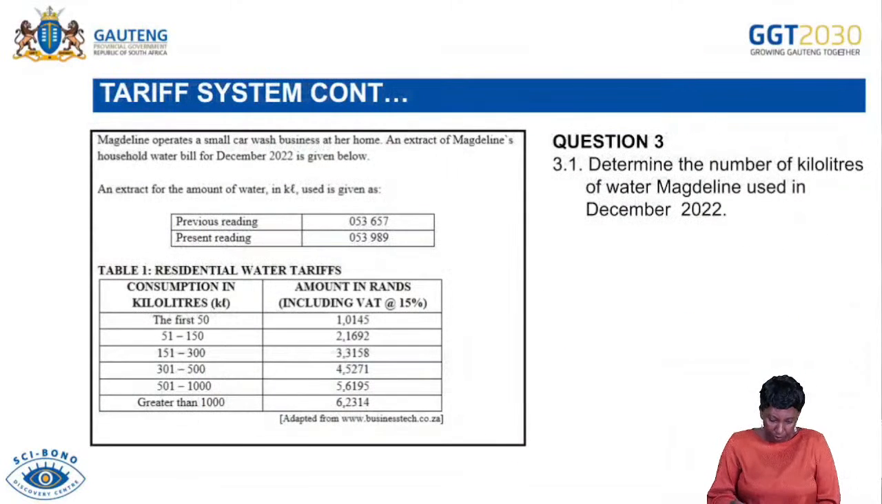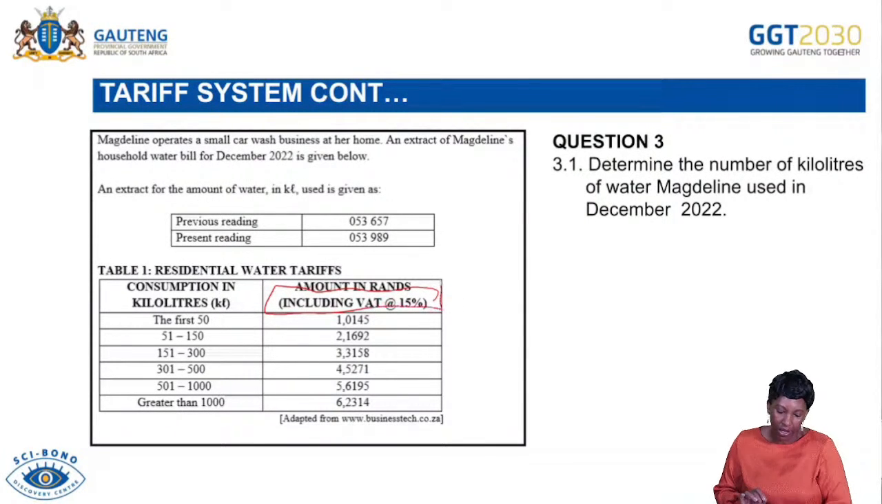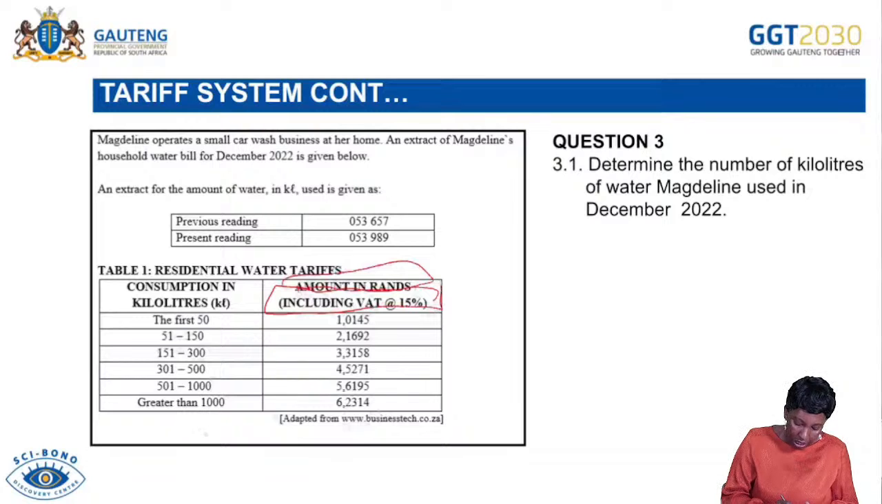So boys and girls, this one is just an example of our tariff system. These are the tariffs that I was talking about. Look at this one. They say the first 50 is 1,0145. What I like about finance is they are giving us full information. They're telling us all these prices are in rands, and they're also VAT inclusive, meaning the 15% is already added.